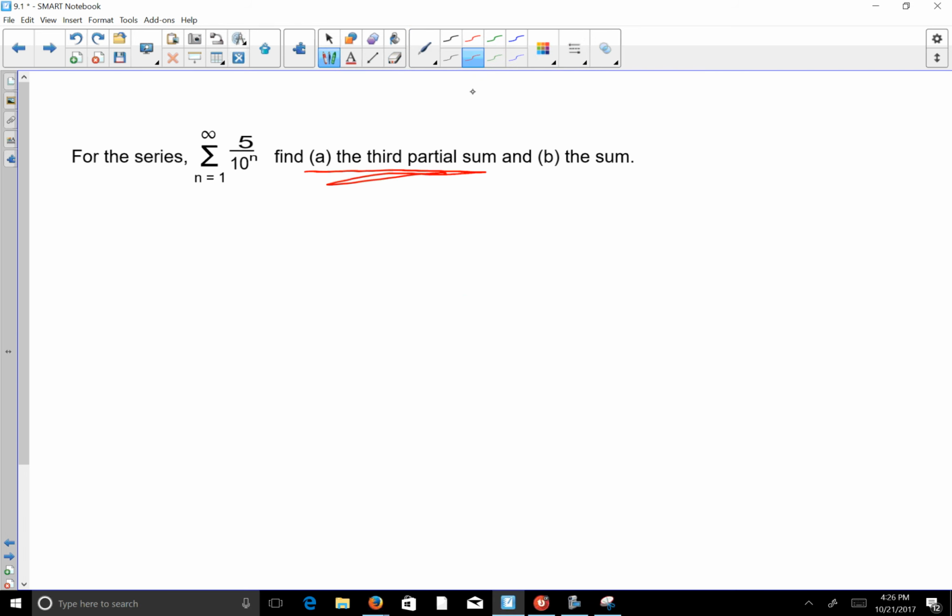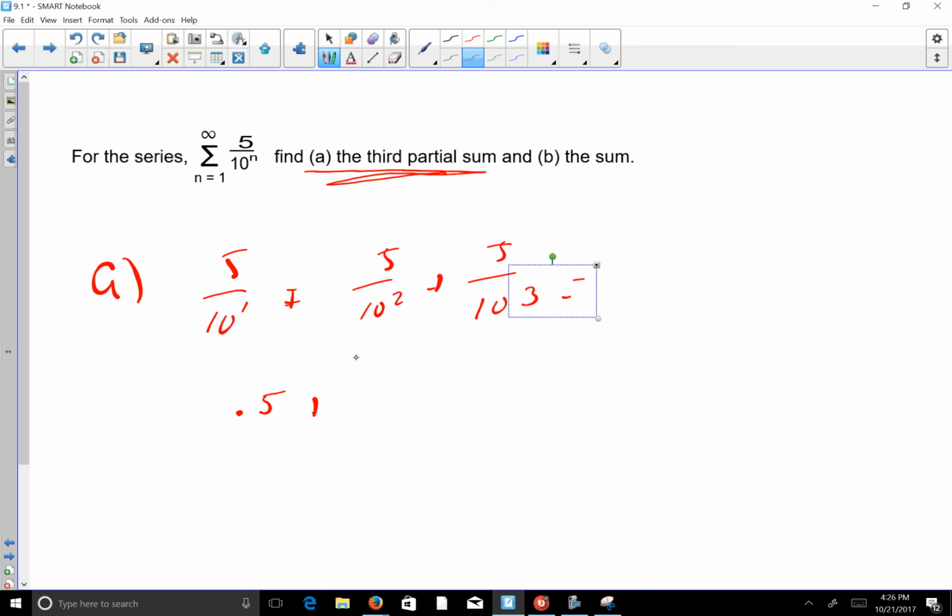So when I go to find the first term, I'm going to have 5 over 10 to the first plus 5 over 10 squared plus 5 over 10 to the third. When I do that, I'm going to have 5 tenths, which would be 0.5, plus 5 hundredths, which would be 0.05, plus 5 thousandths, which would be 0.005. When I add these, I'm going to end up with 0.555.